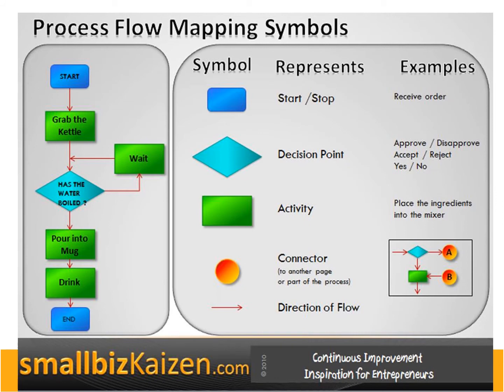Again, here are the process flow mapping symbols. These symbols can be used in terms of green for the activity, light blue for the decision point, and dark blue for the start and stop. So we can see, in the light blue decision point, you approve, disapprove, accept, reject, yes or no. And if it's no, then you go back around again until it has boiled.